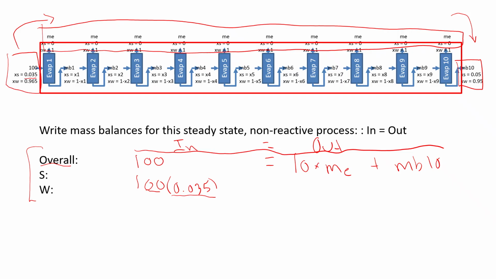There are no other inputs that we identified when we did the overall balance, so we're just going to set that equal to the output. And we're going to take each of the outputs. The first one is 10 times ME, and multiply that by the fraction of that stream which is salt.